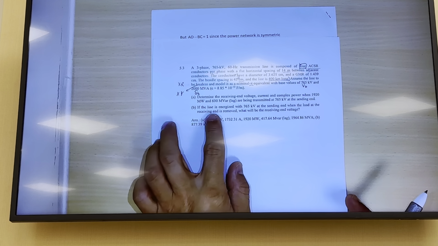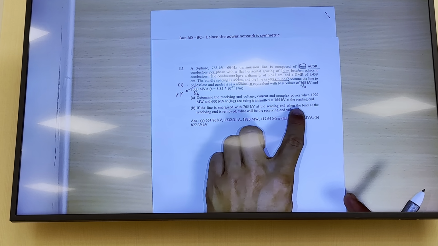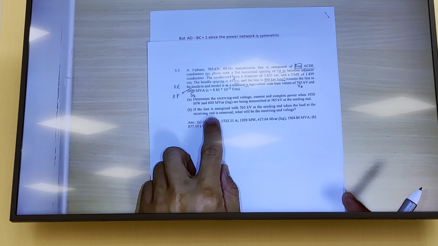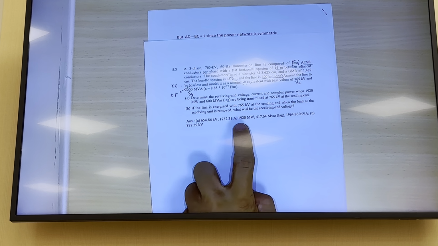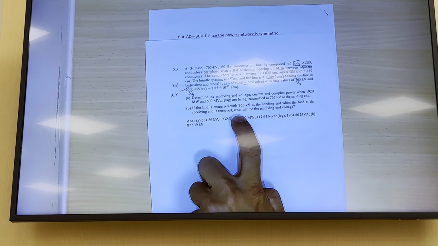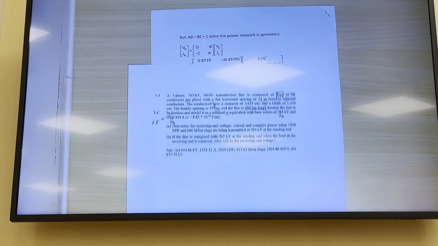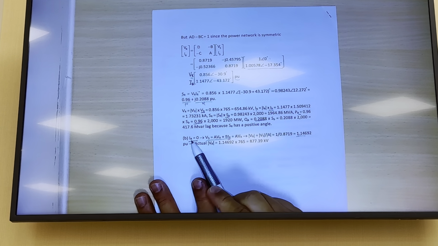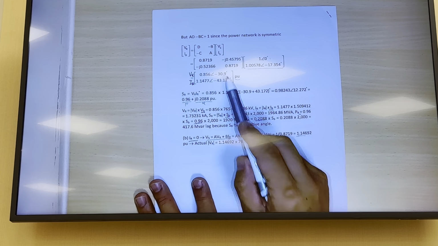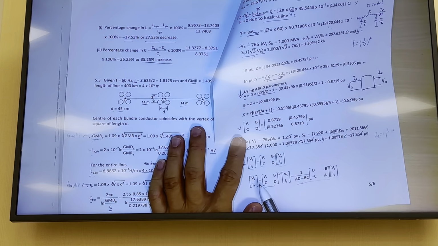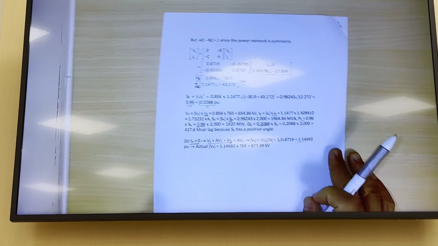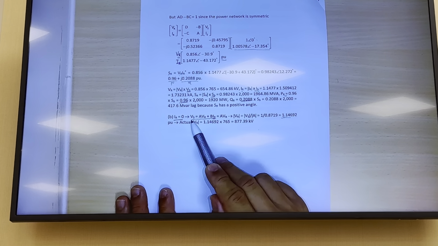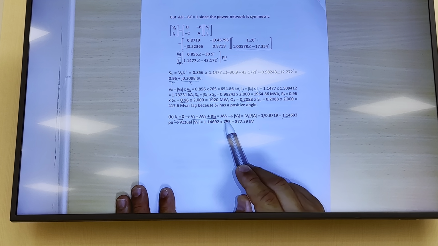Question B. If the line is energized with Vs at the sending end, when the load at the receiving end is removed, what does that mean? That means the sending voltage is this value, but there is no load. The receiving current IR equals 0. Right? Still, you can see here IR is 0, right? According to this one, Vs equals A times VR plus B times IR. Then IR is 0, so this one will be 0. So Vs just equals A times VR.